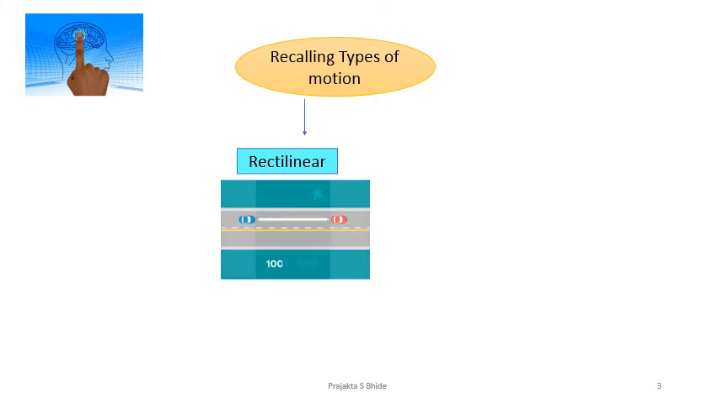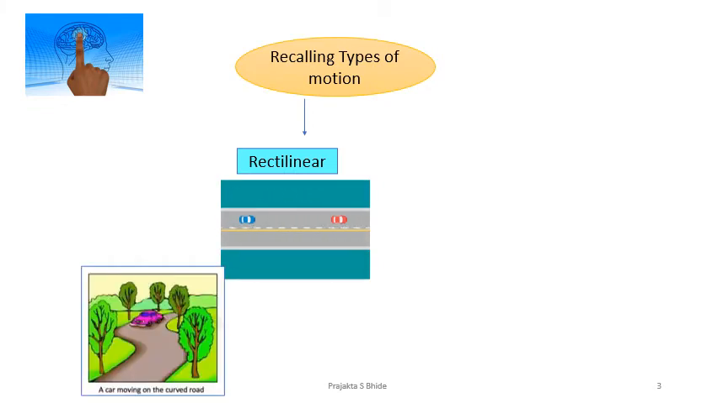There is another version of rectilinear that's also a linear type of motion. Have a look at this picture. There is a car that is moving on a curved road or a ghat section. It's a curved road, it's not a straight line. So in such a case, I will say that the motion is curvilinear. The car takes a turn and then continues to move straight.